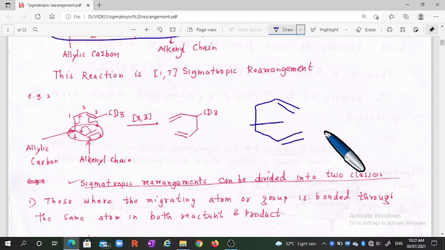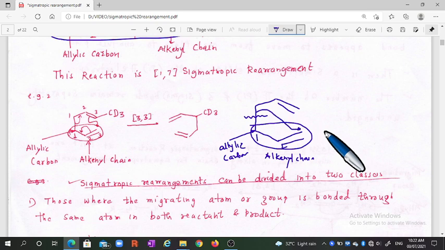One group we consider as an alkynyl chain. For this chain there is an allylic carbon, and this is the migrating group. The bond is breaking from this position, and this sigma bond will be migrated to the third position.